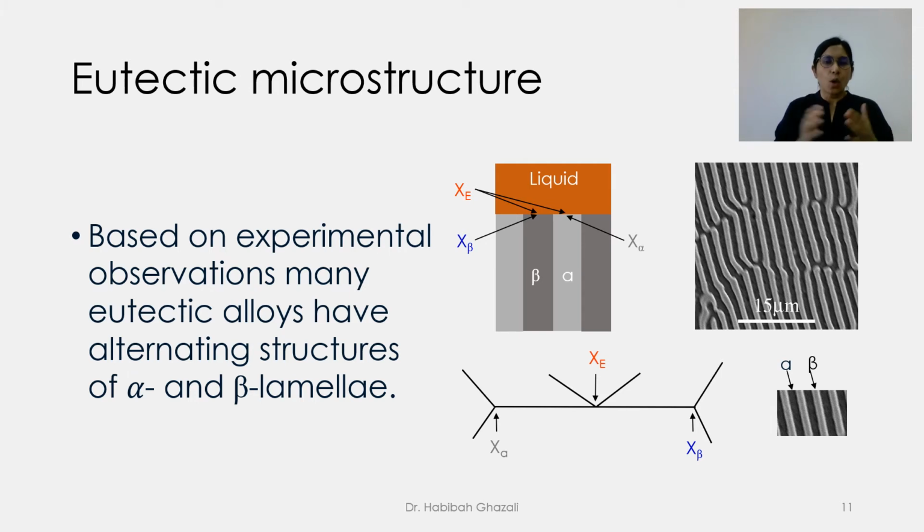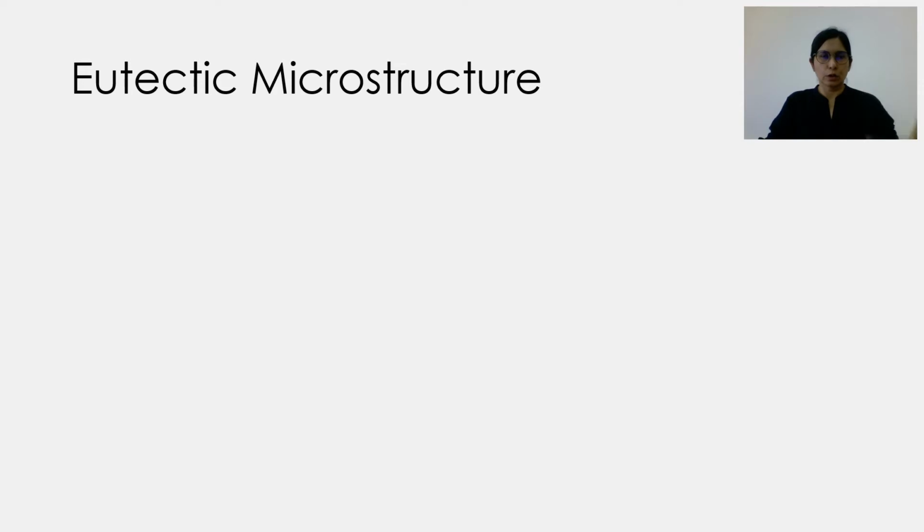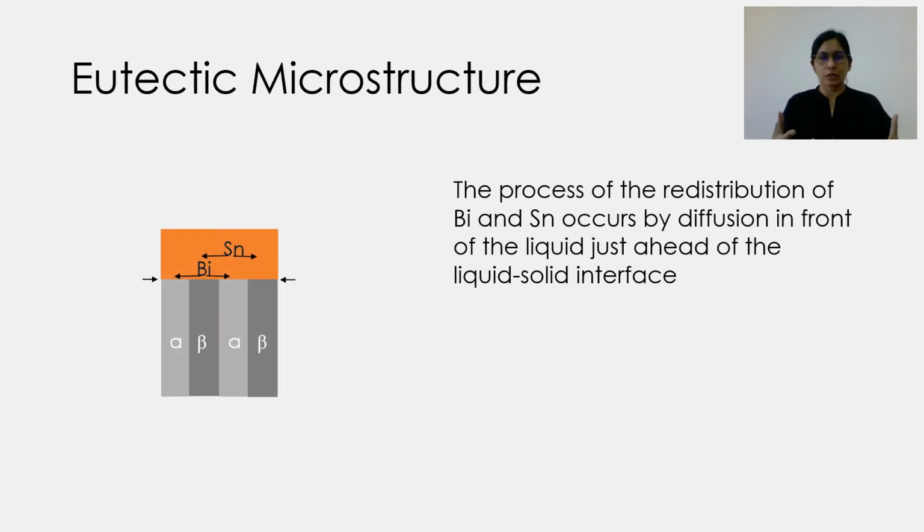This gives us the three different phases that are in equilibrium along the solid-liquid interface. Now, in order for the interface to advance, there must be a change in the composition locally in the liquid and solid interface, in between the liquid and solid. So what happens during the solidification of this alloy consisting of 44% tin, the eutectic composition, is that there will be a process of redistribution of bismuth and tin, which occurs by diffusion in the liquid just ahead of the liquid-solid interface.